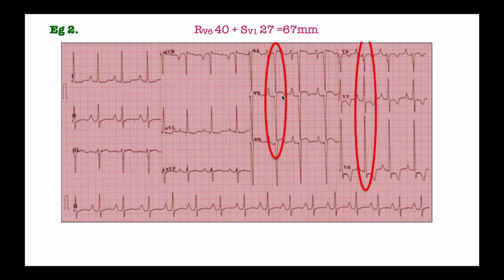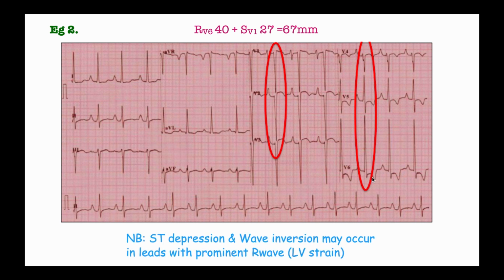Now there is an interesting feature of this ECG. When we look at V6, what we find is that there is also ST segment depression, and anytime we find ST segment depression in left ventricular hypertrophy, we say that there is left ventricular strain. So you find that the ST segment is depressed over here. Alongside, there is a very prominent R wave in V6. You can find the same thing in V5 as well. So we refer to this as left ventricular strain.